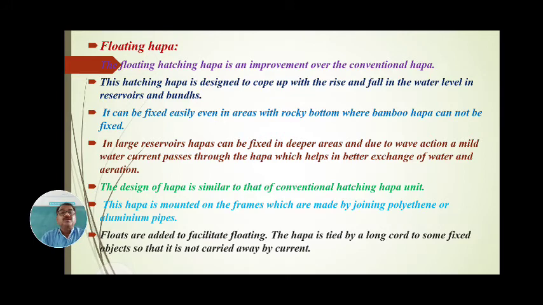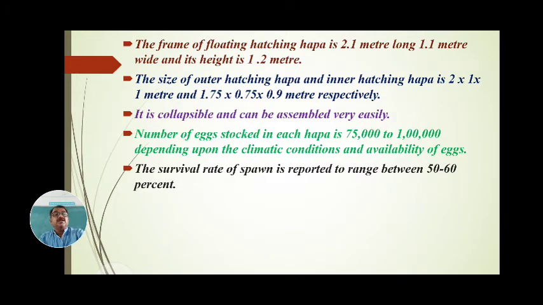These floats and hapas are added to facilitate floating. The hapa is tied by a long cord to some fixed object so that it is not carried away by currents. This hapa is good for the hatching condition. It is good for hatching the eggs that are kept inside this hapa, so they are hatched in a good quantity and in a good manner.